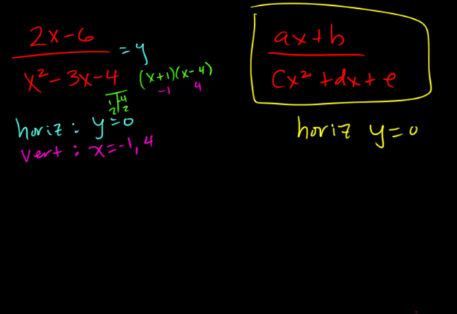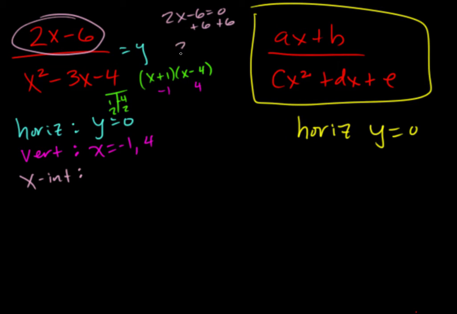It says find the axis intercepts. So to find the y-intercept, we plug in 0 for all the x's, and to find the x-intercept, we just find the roots, or the 0 of the top. So x-intercept is pretty straightforward. We just say 2x minus 6 equals 0. Add 6, divide by 2, so x equals 3.